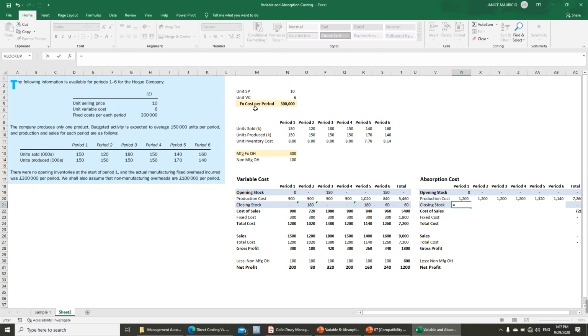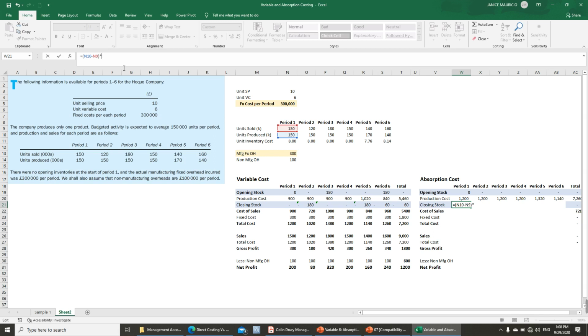Ulit. Produced minus sold. Lagyan natin ng parentheses. Again, let's remember MDAS, multiplication, division, addition, subtraction. So that's why it's necessary for us to ensure that we put the proper parentheses, which will ensure that the computations that you want to happen first will really be executed first.